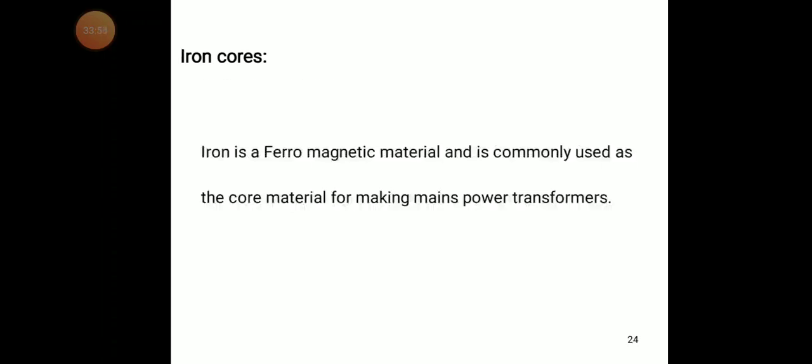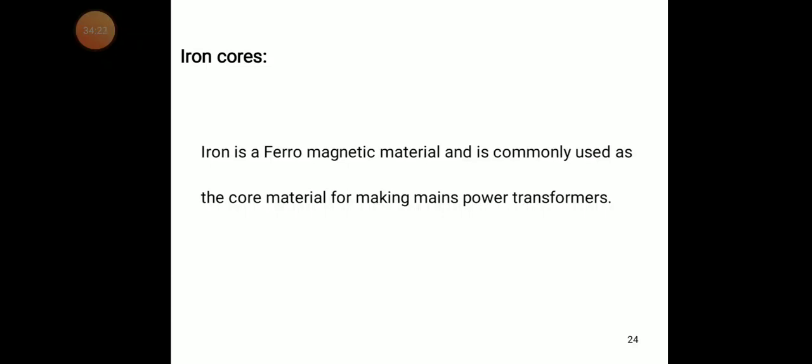You know that the air core means there is no core. Simply a wound conductor is called an air core inductor. Coming to the iron cores, iron core is a ferromagnetic material and is commonly used as the core material for making mains power transformers.